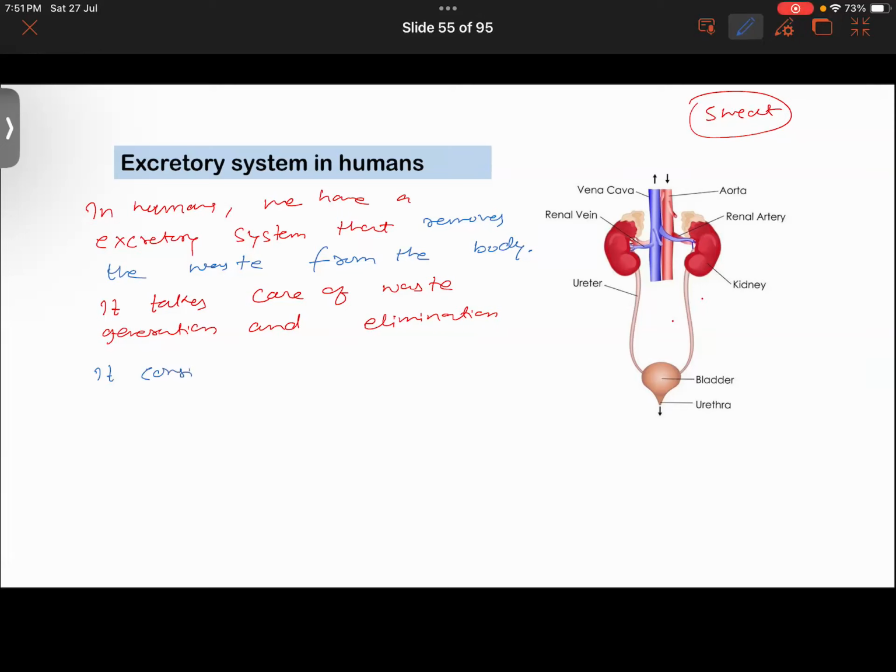So it consists of the following structures. First of all, we have kidneys. How many kidneys? Two kidneys. Then we have ureters. The one that you see over here, this tube-like structure running down from the kidney to the urinary bladder, that is the ureter. You guys write down, just give me a minute.